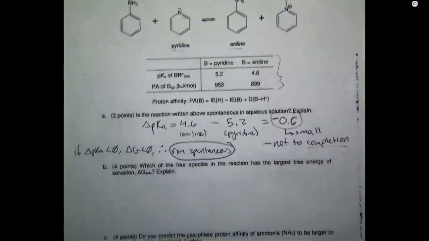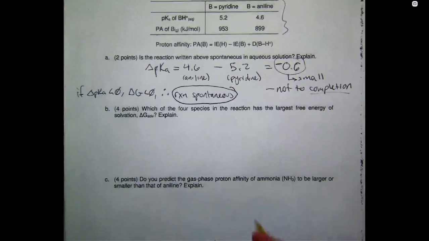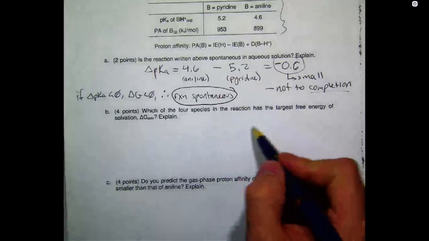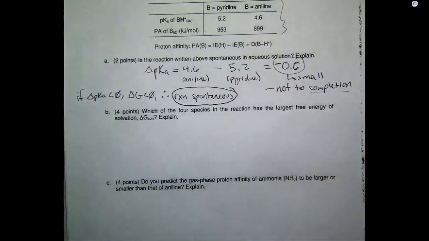Okay, so part A down, moving on to part B. So which of the 4 species in the reaction has the largest free energy of solvation? Okay, so there was some confusion on this question because solvation sounds a lot like dissociation. So there's a little bit of confusion between those two processes. So it's important to really nail down which one you're talking about in this instance.